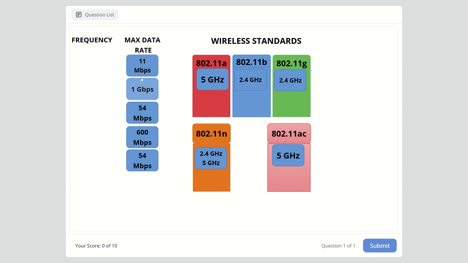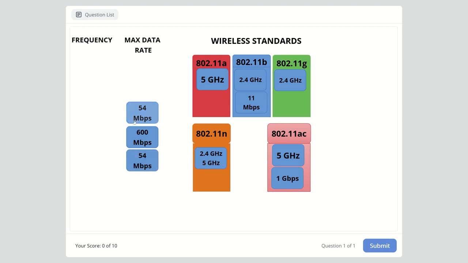Okay, let's go to the maximum data rate. So we have 11 megabits. This is the lowest, and it doesn't go to A, because some of you may get confused. So that's the lowest rate, and it goes to B. B has the lowest maximum data rate. After that, we have the highest of these 5, 1 gigabit per second, and of course that will go to the last one, AC. AC supports the highest frequency, 5 gigahertz, and 1 gigabit per second for data.